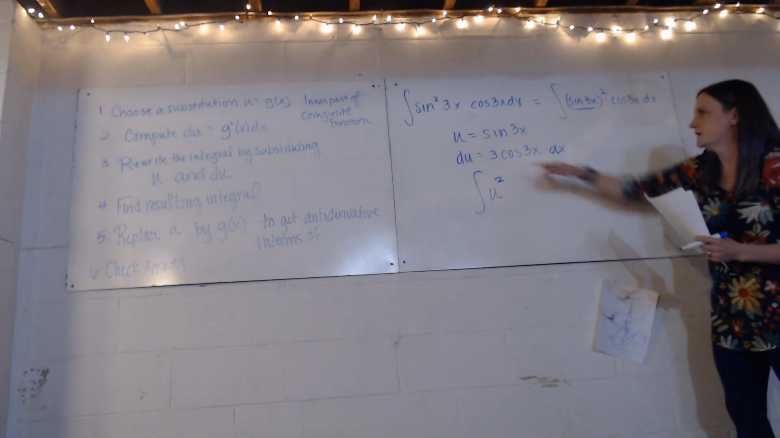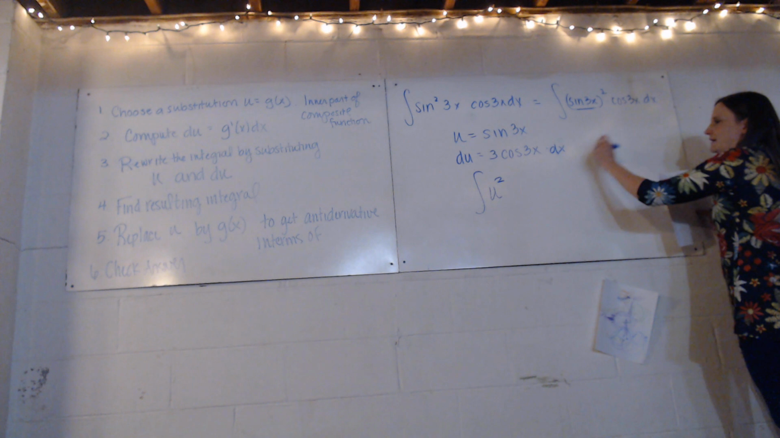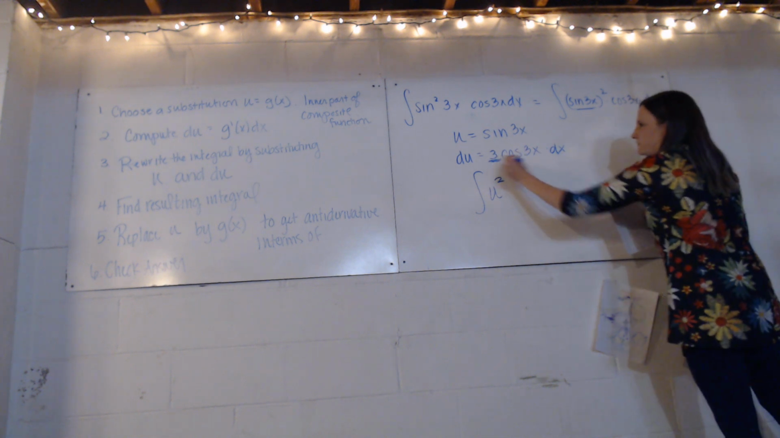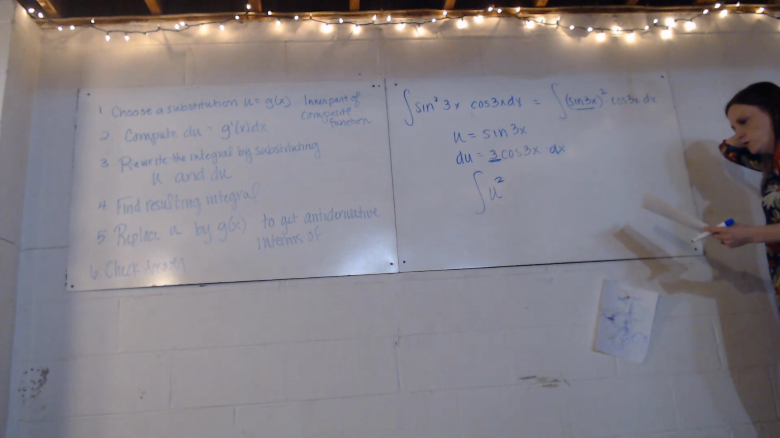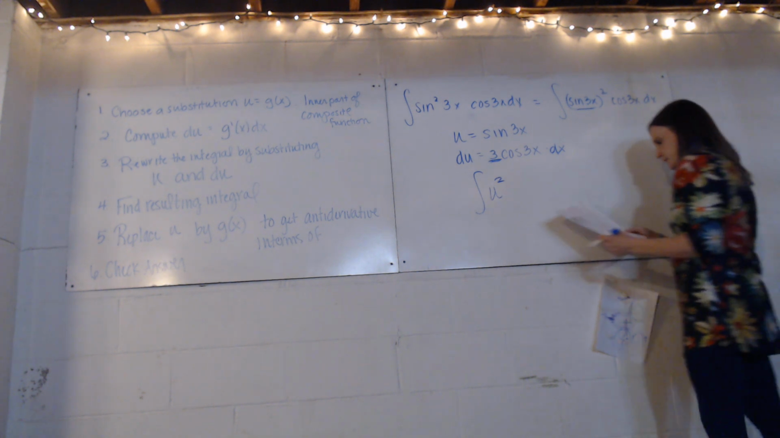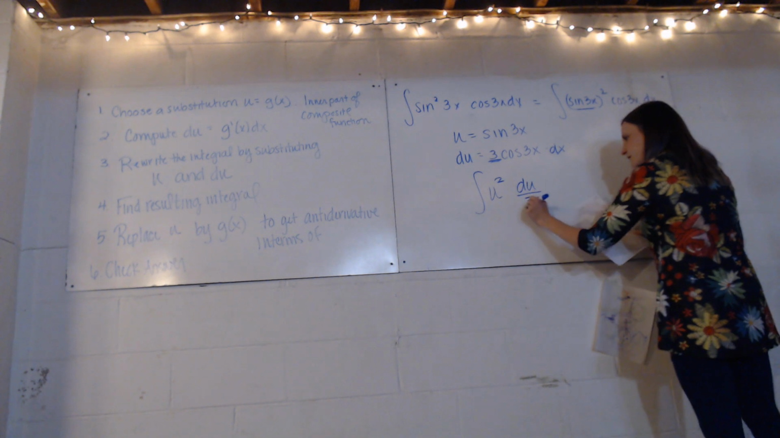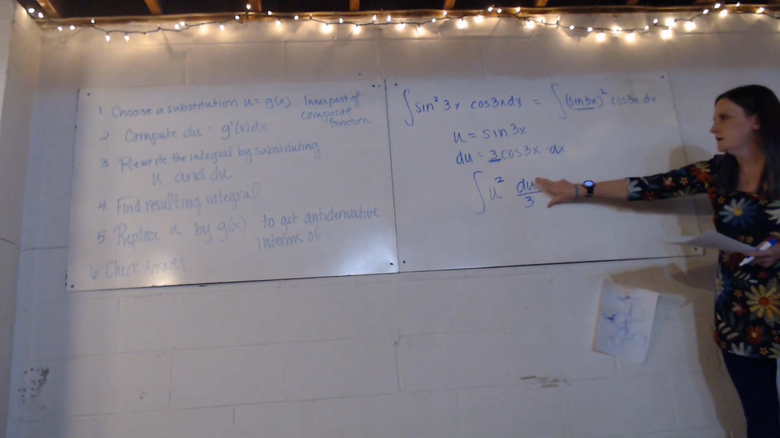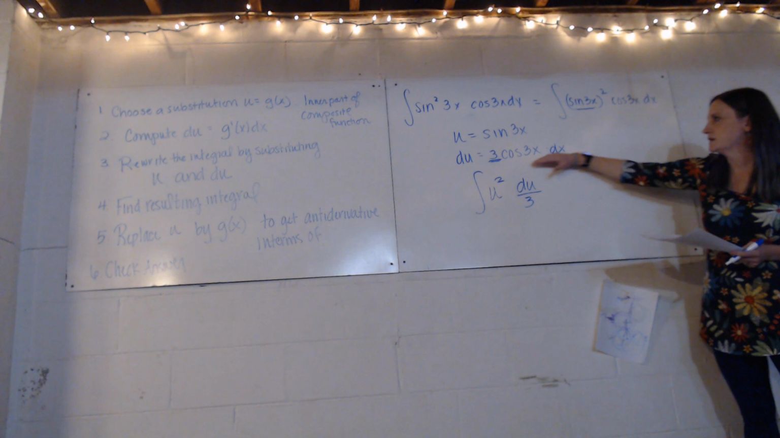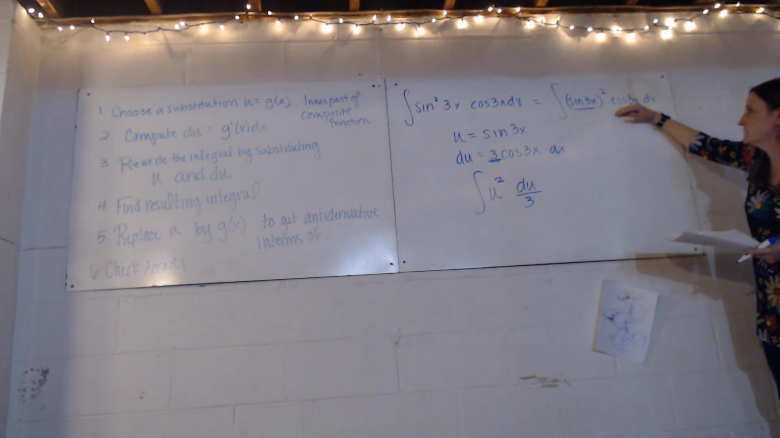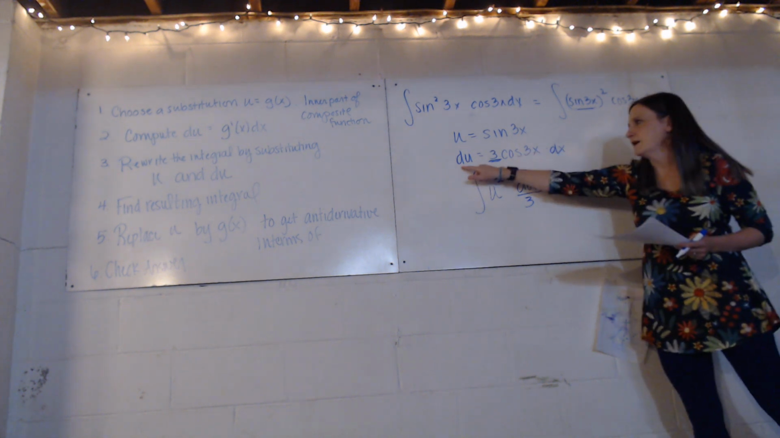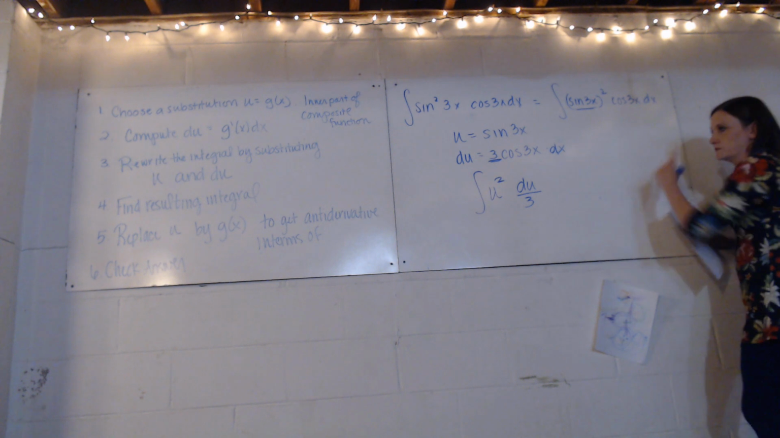Well, I'm almost there, but there's this factor of 3, right? So du divided by 3 needs to go in here. Again, cosine 3x dx, there it is, but I have to divide by 3. Du divided by 3 gives me that.